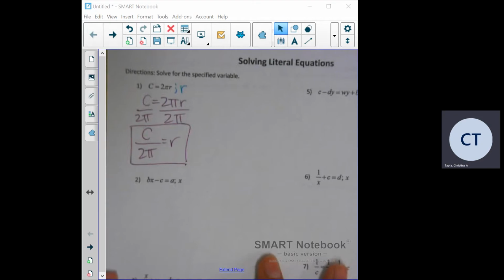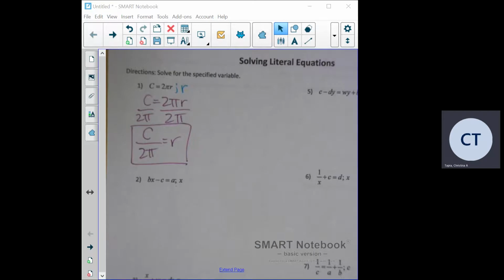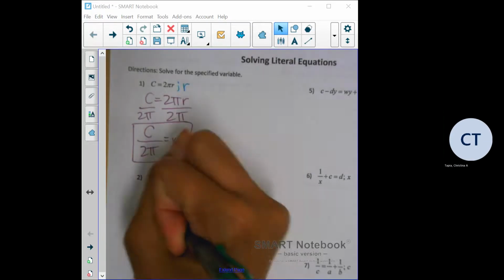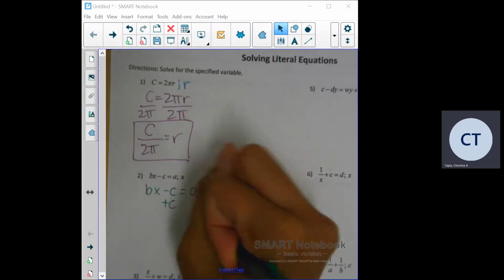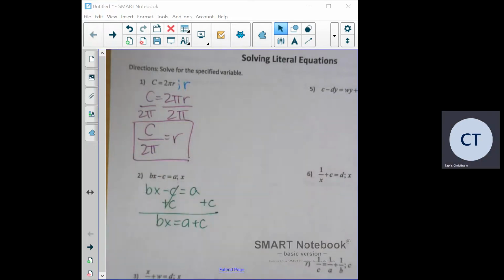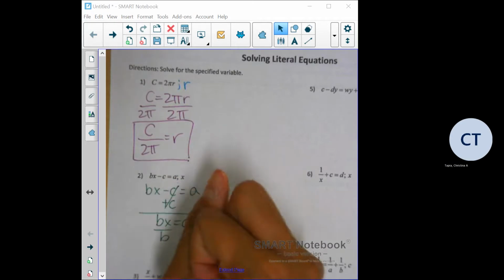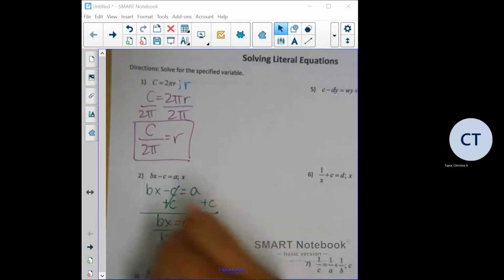For number 2, that's probably the second easiest question on this page. It's asking you to isolate X. It wants to get X by itself. Andrew, what can I do to try to get X by itself? Which thing should I do first? Should I divide first or add first? Yes, add first. Add C first. And then do what? Divide. That's it.